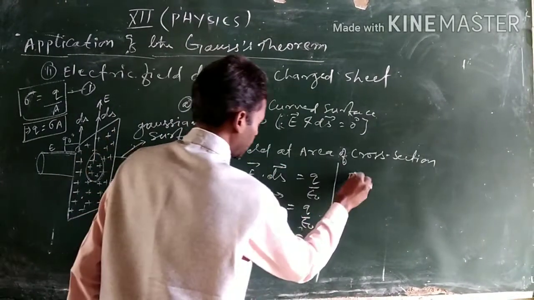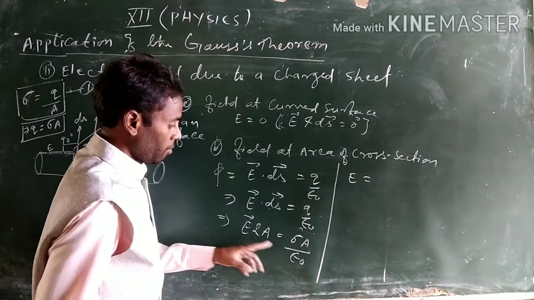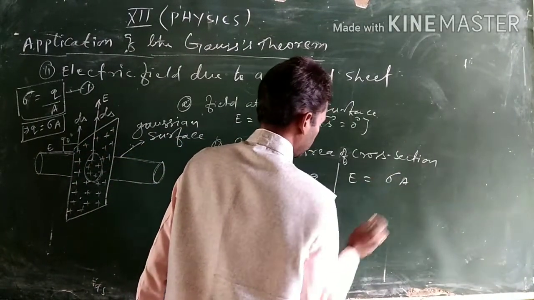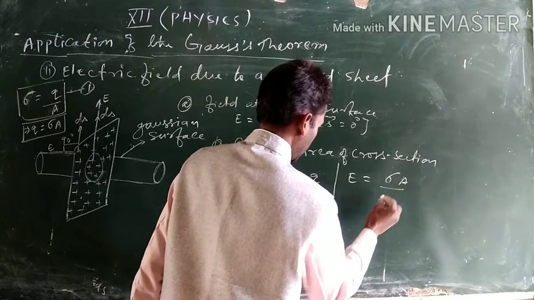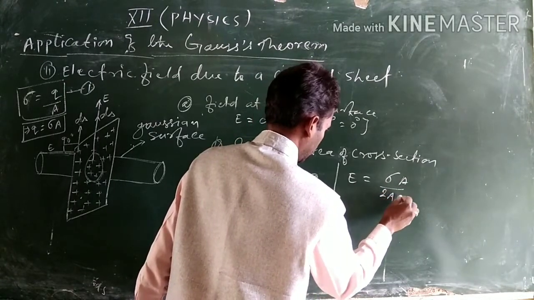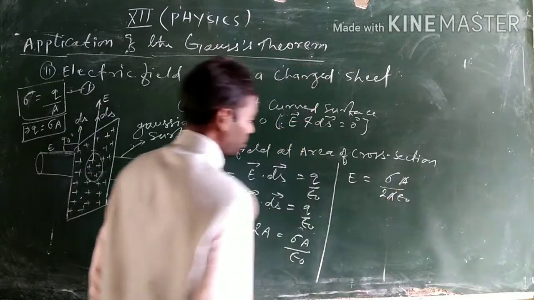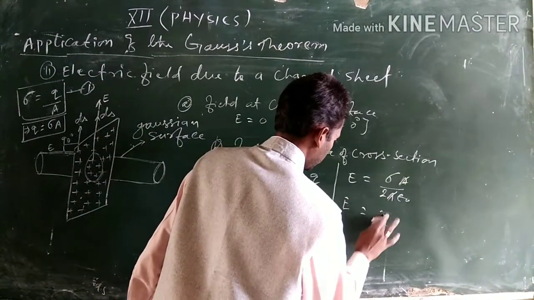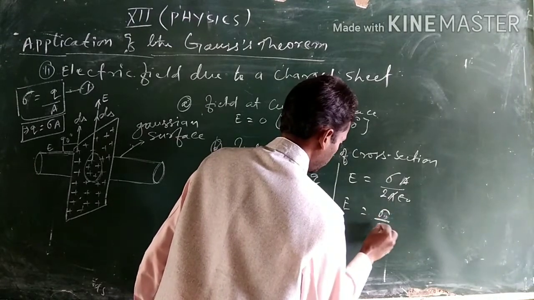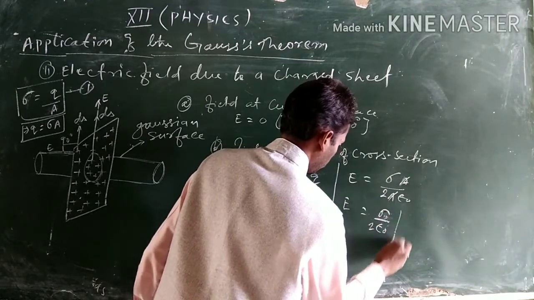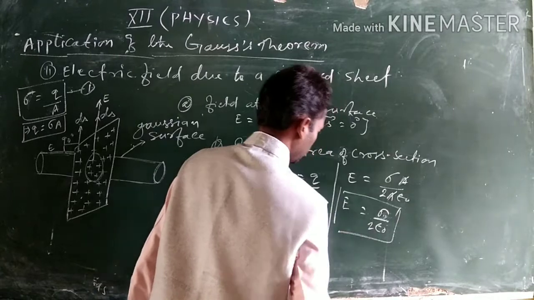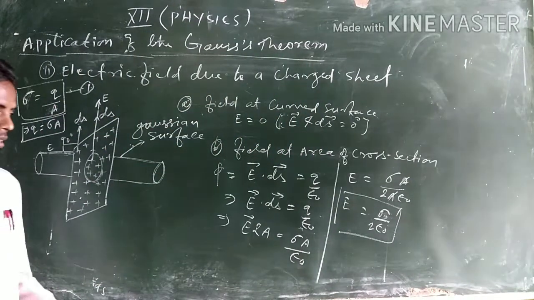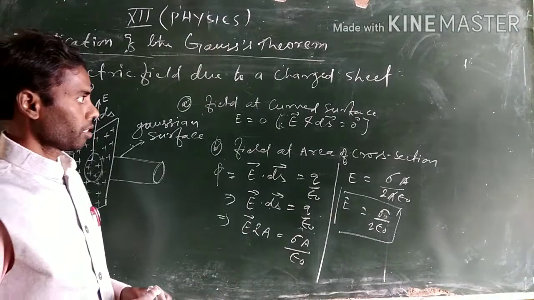Then the electric field is equal to sigma A divided by 2A epsilon naught. A is going to cancel out, that means the electric field will be sigma divided by 2 epsilon naught. This is the electric field due to the charge sheet. I hope you have understood this.